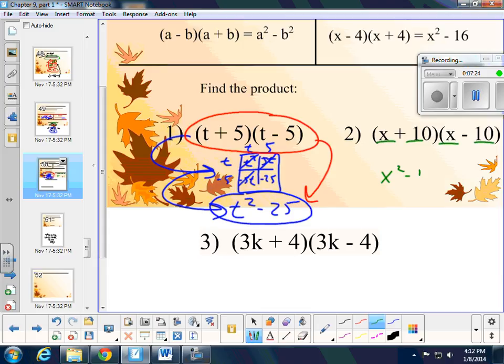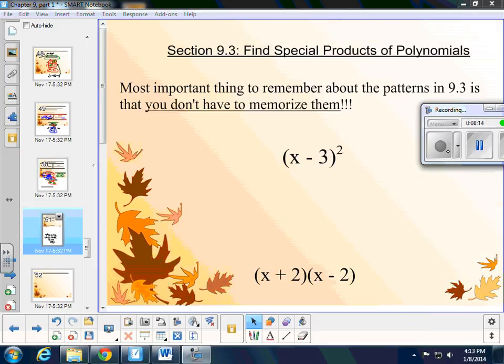Now in this section, 9.3, so far I've touched on two different shortcuts or patterns that would allow us to just jump right to the end answer. It's a very nice thing. It's nice to be able to cut out some steps sometimes and shorten our work. So that's a great thing.